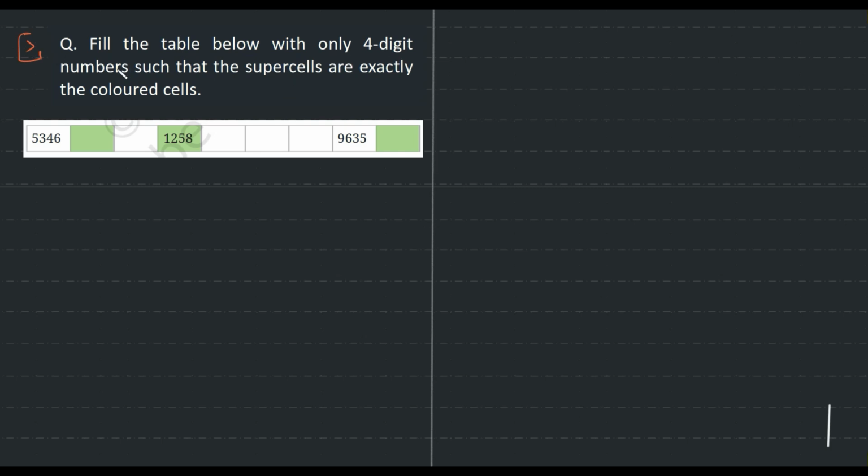Okay, fill in the table below with only 4-digit numbers. 4-digit numbers has to do with 1000 to 9999. Such that the supercells are exactly the already colored cells. So this has to be clearly greater than the numbers next to each other. Remember, 1258 is, actually, you know what? I should not be telling this. Please pause and try it.